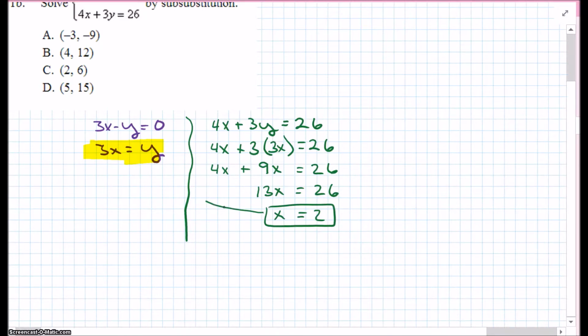Alright, so plug that in. So when x equals 2, that'd be 3 times 2 equals y. Y equals 6. So my ordered pair is an x comma y, so my ordered pair is 2 comma 6.